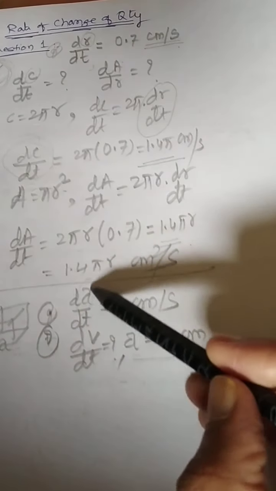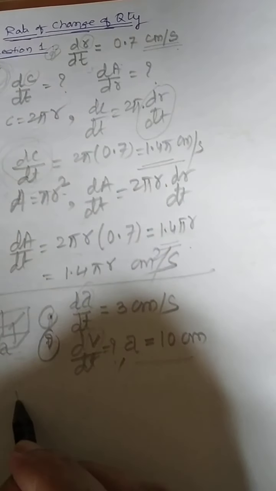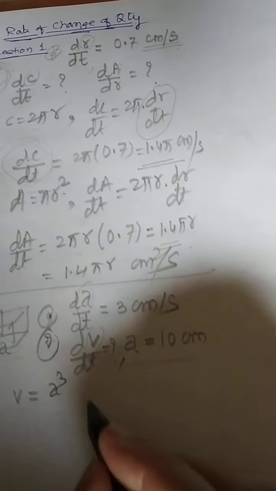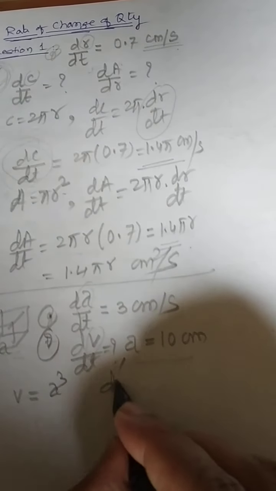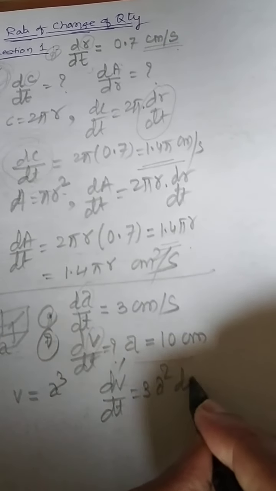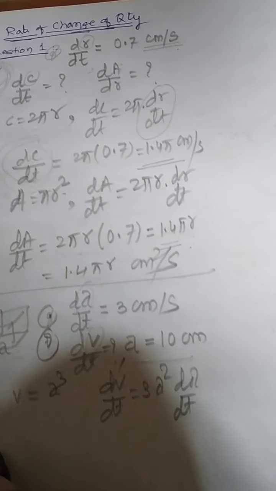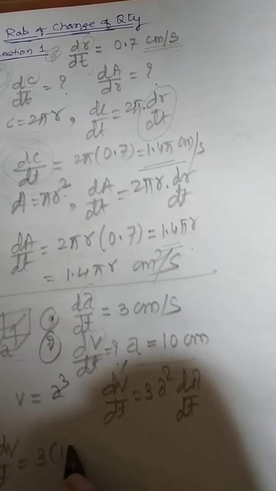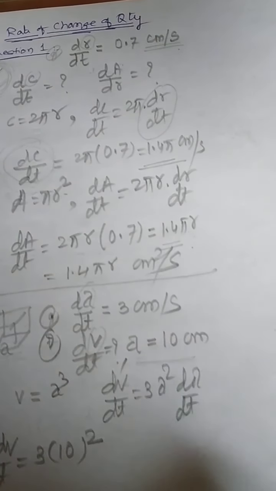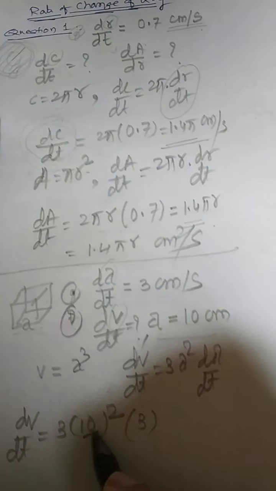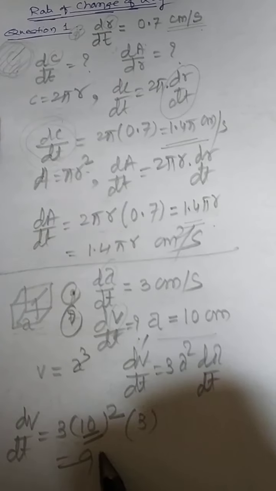First you should connect this. So the volume of the cube is nothing but a cube. Now differentiating with respect to t, dV by dt is equal to 3a square dA by dt. So I will find dV by dt: 3 will be 3, over here 10, it will be squared. Now dA by dt is 3, it will be 100, and you will be getting 900.